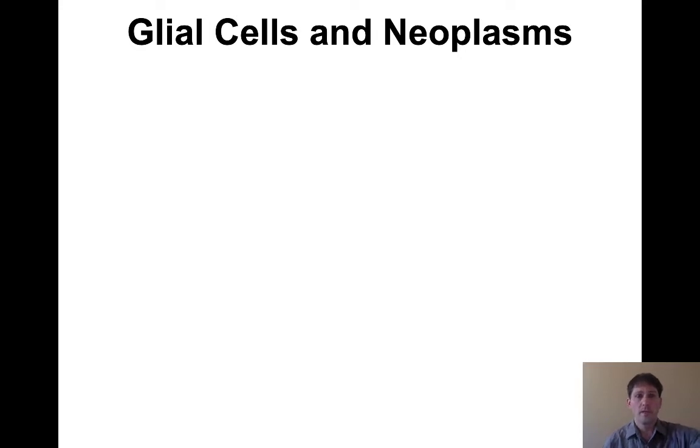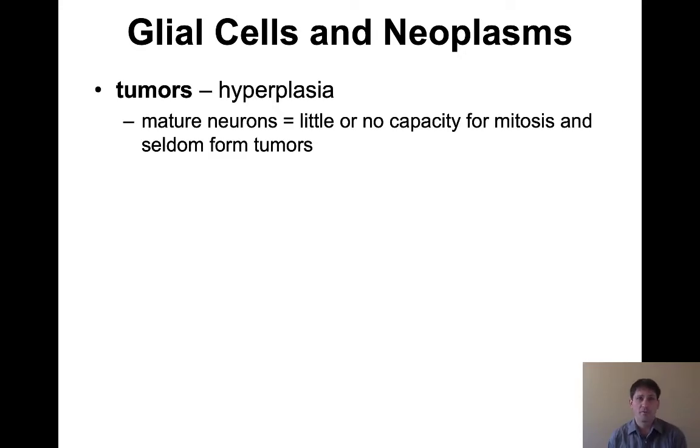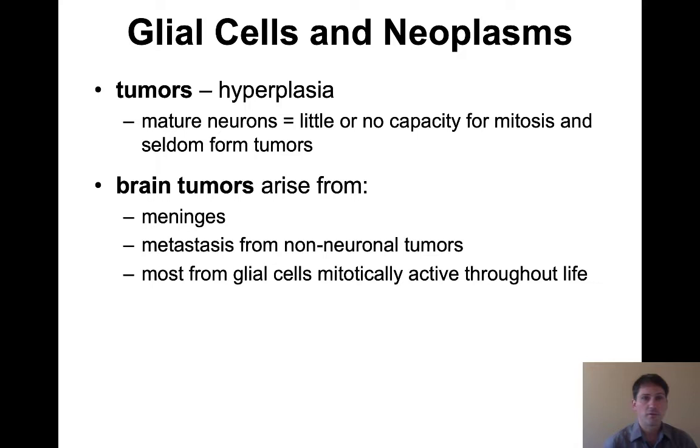Now, to again tie in a little bit of information that we talked about before, remember, tumors are the result of hyperplasia, and so our mature neurons don't really split, right? They have little or almost no capacity for mitosis, and so those cells are not what's forming the tumors. Where we see tumor development is in our meninges, or most of which come from our glial cells, but also metastasis from other areas in the body that migrate into the brain.